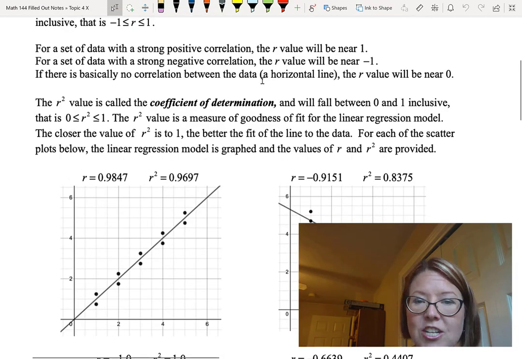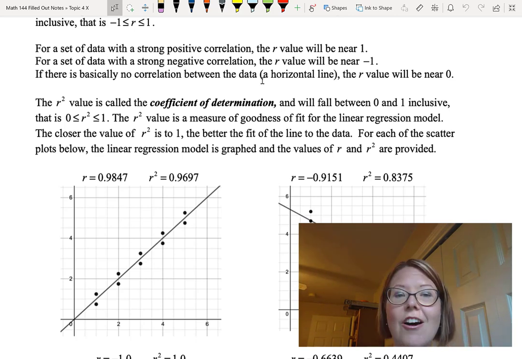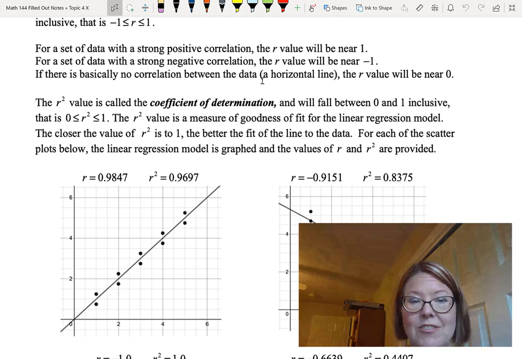Now, the coefficient of determination is R squared, and it will fall between 0 and 1 inclusive. In other words, 0 is less than or equal to R squared, which is less than or equal to 1. R squared is a measure of the goodness of fit for the linear regression model. The closer the value of R squared is to 1, the better the fit of the line to the data.